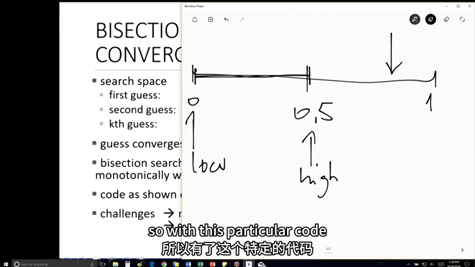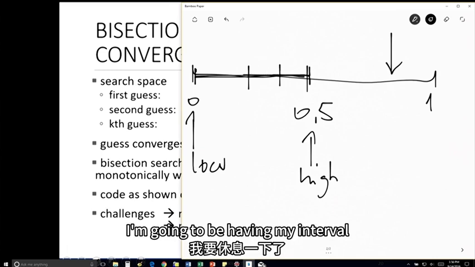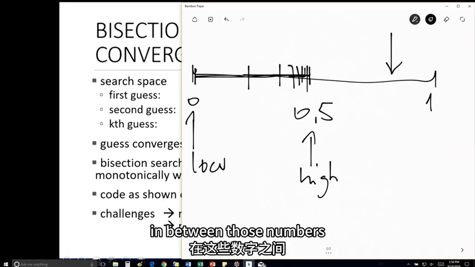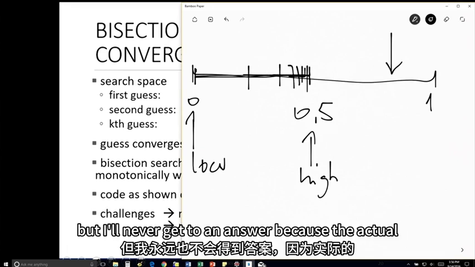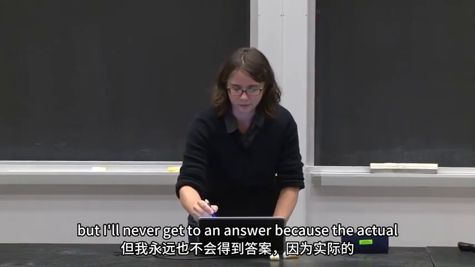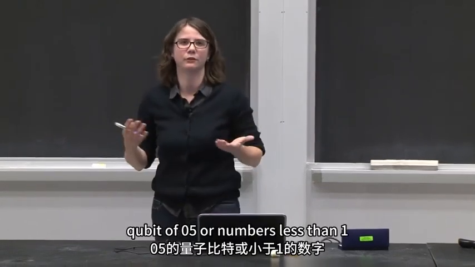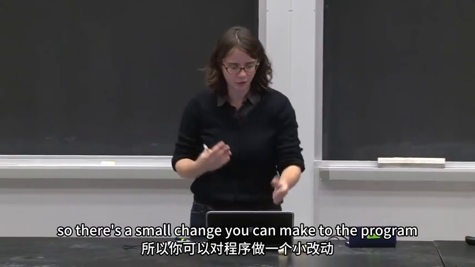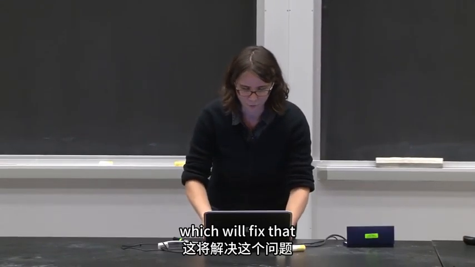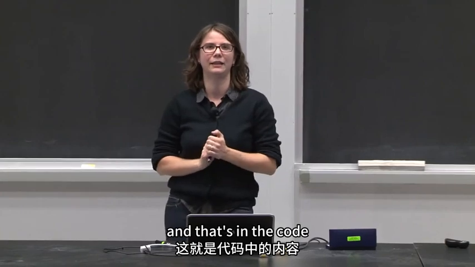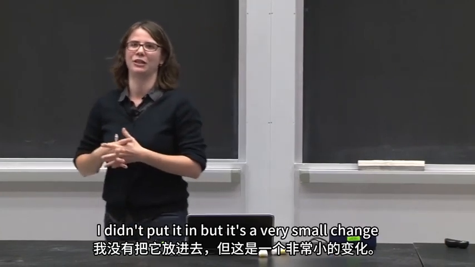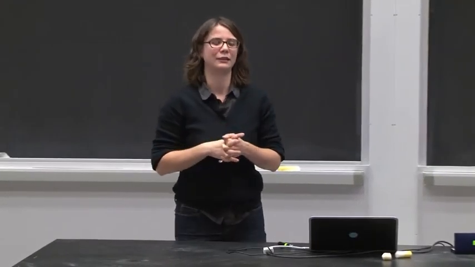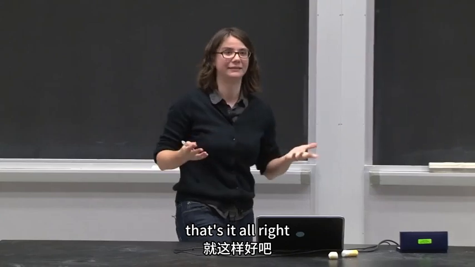So with this particular code, I'm going to be halving my interval in between those numbers, but I'll never get to an answer, because the actual cube root of 0.5, or of numbers less than 1, is going to be outside that boundary. So there's a small change you can make to the program which will fix that. I didn't put it in the code, but it's a very small change, a small if statement. So that's it. All right.